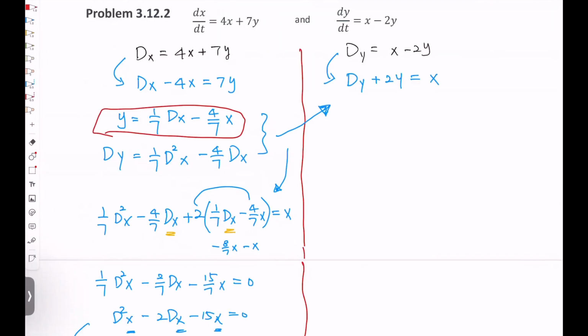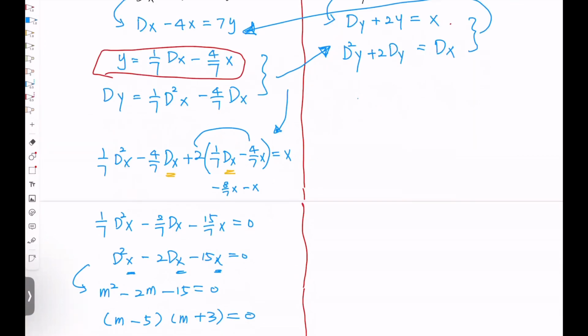Let's do this again. Instead of choosing y equals 1 over 7 dx minus 4 over 7 x, you select x equals dy plus 2y from the second equation. And then we're going to substitute this into the left side. Then we have an x here, so now we need a dx. That is d squared y plus 2 dy. And these two, put it into here. Then dx is d squared y plus 2 dy, minus 4 times dy plus 2y, equals 7y.